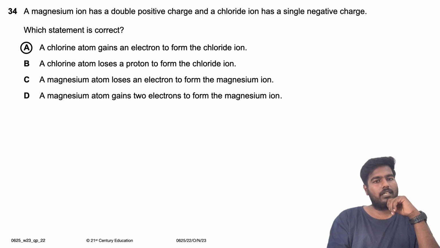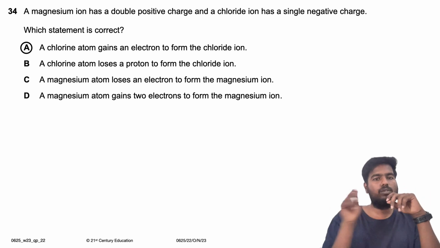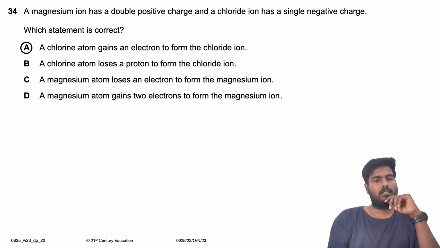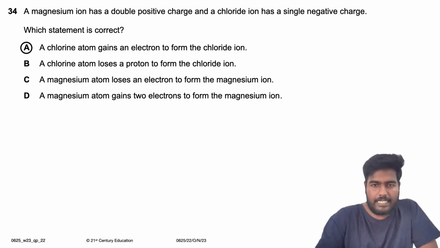A magnesium atom loses an electron and forms a magnesium ion. But magnesium is double positive, so you have to lose 2 electrons. Okay, that's wrong. If the magnesium atom gained 2 electrons, then it would be double negative. Okay. So A is the right answer.